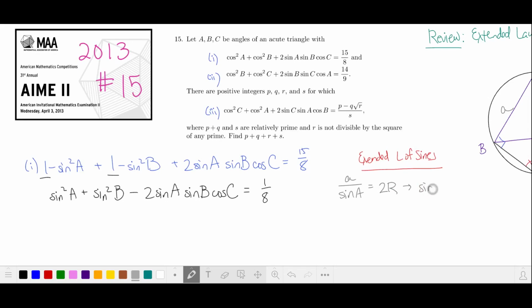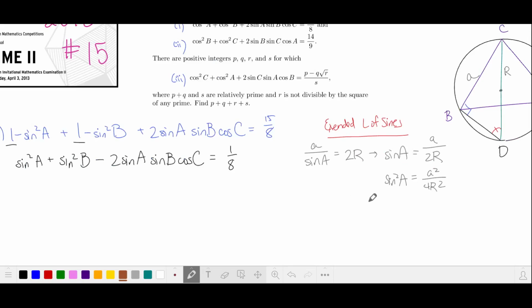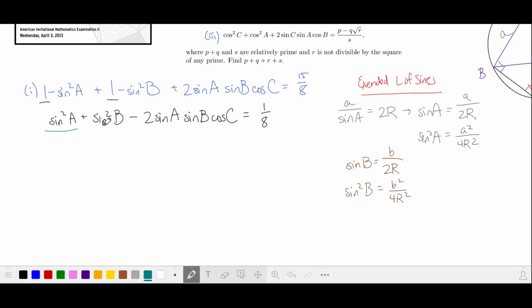By the extended law of sines, a over sine A is 2 times the circumradius. Solving for sine A, we get a over 2r, and we can square both sides. And similarly, we have sine of B is equal to b over 2r, and we can square. Now we'll substitute for the sine squared of A and sine squared B over here. I'll keep the 2, sine of A and sine of B. When we multiply these two fractions, we'll have a times b, and then 2r times 2r. That's 4r squared, and then we're left with cosine of C.